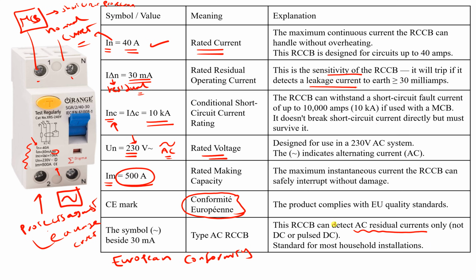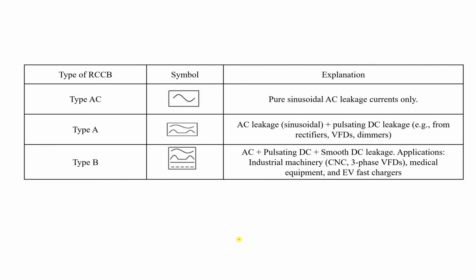Now there are three types which I'm going to show you right now. So we have three types of RCCB. Type AC, with this symbol, means it can be used only for a pure sinusoidal AC leakage current. This one, type A, can be used for two: AC as before, and pulsating DC leakage. Now what does this even mean?